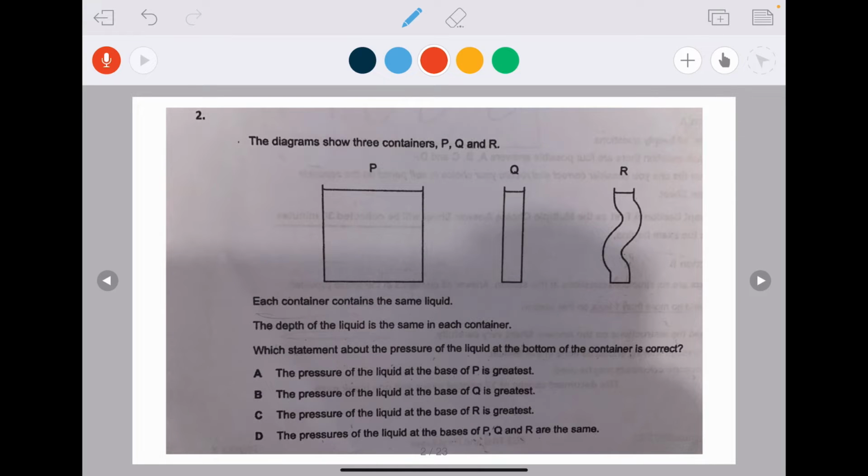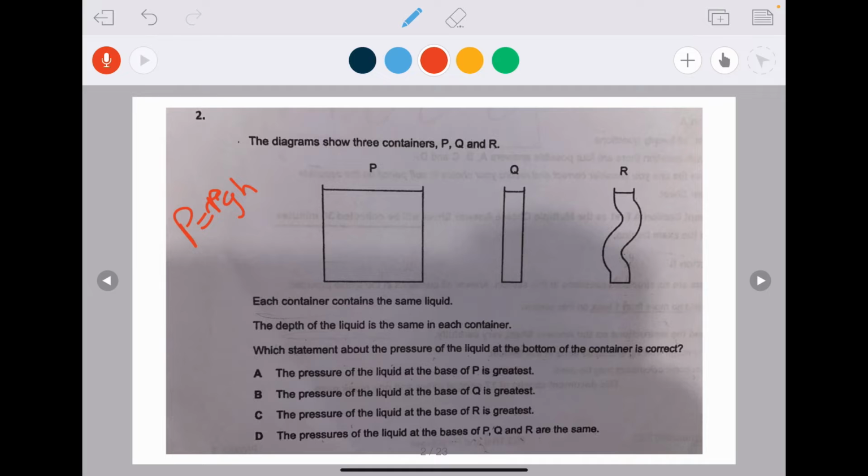Question 2 shows three containers P, Q, and R. Each container contains the same liquid. The depth of the liquid is the same in each container. Which statement about the pressure of the liquid at the bottom of each container is correct? Let's recall the formula for pressure in liquids. So P equals rho G H.